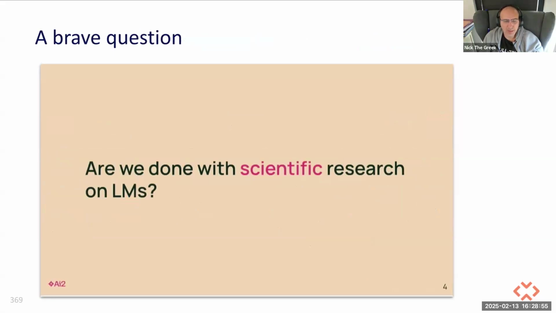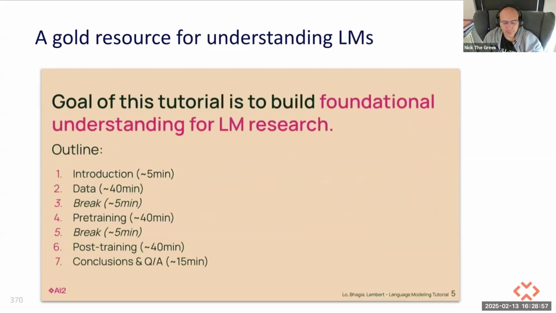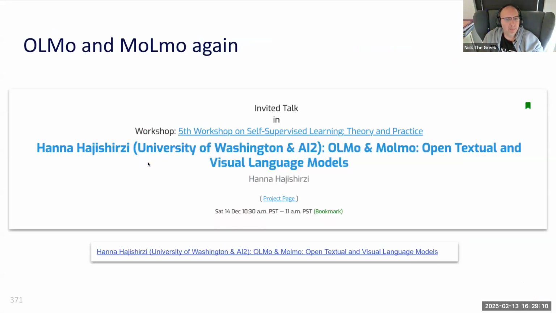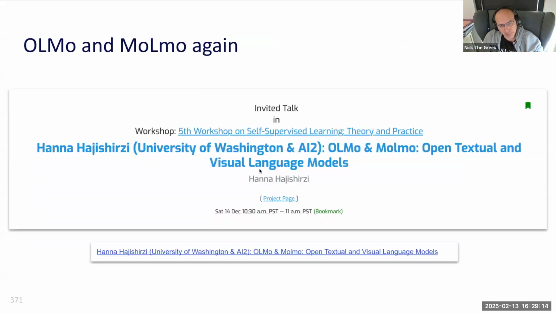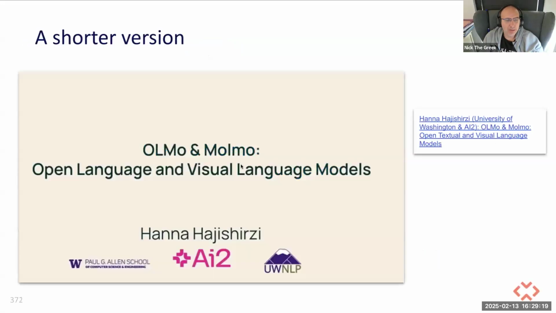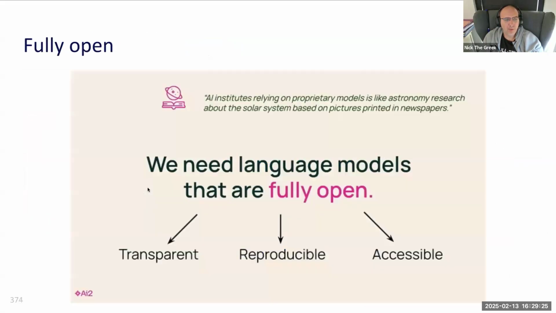The idea is that we provide everything you need in order to build a language model from the start. So this is the agenda, and we're not going to go through that because it is too big, but they give another invited talk, which is a smaller version of this one. And this is the one that I'm intending to go through. This talks about Olmo and Molmo. And these are the references.